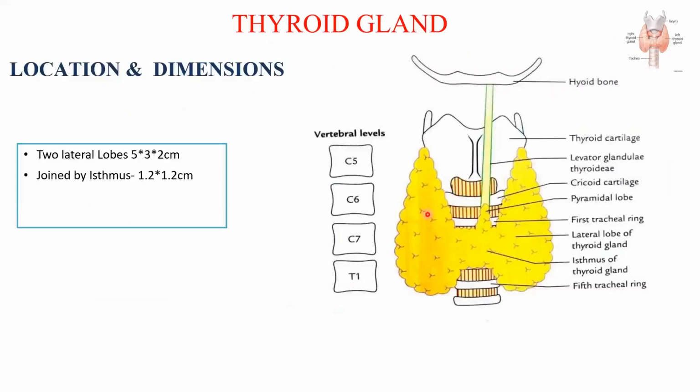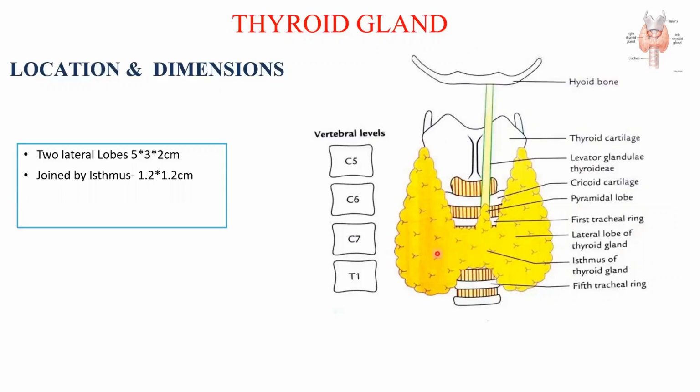Thyroid gland is an H-shaped gland located anteriorly in the neck. It has two lateral lobes. Each lateral lobe extends superiorly from the thyroid cartilage, and the base of the lateral lobe reaches up to the fifth tracheal ring. The two lateral lobes are joined by an isthmus placed anterior to the second, third and fourth tracheal rings.